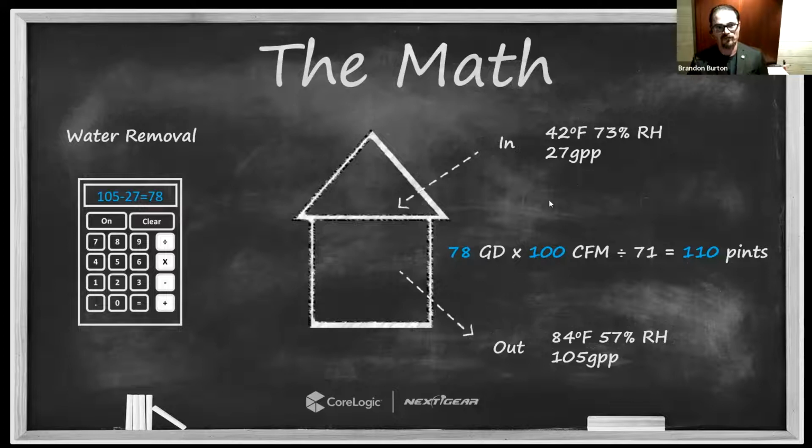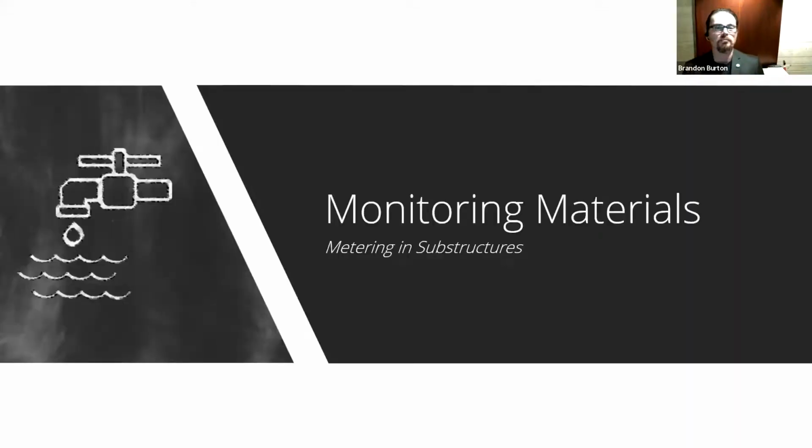And by the way, this is an example with a very low CFM. Typically, your exchange rates will be 10 times that, right? So that's how we would do the math. We would use that grain depression mathematical calculation, grain depression times CFM divided by 71, right? Now we turn that into pints. That helps us understand the performance of the system.